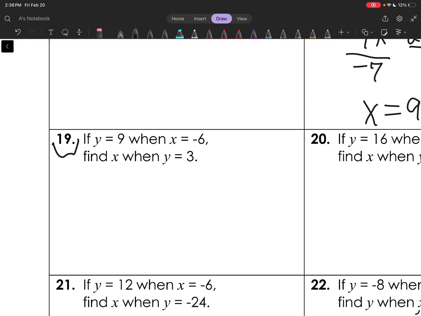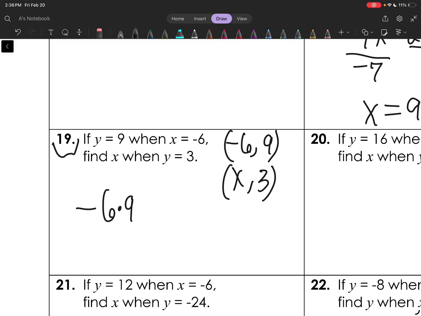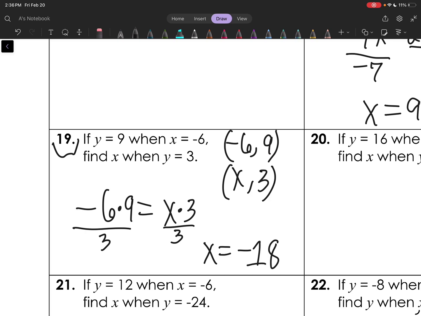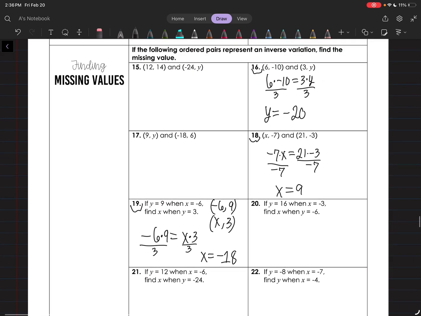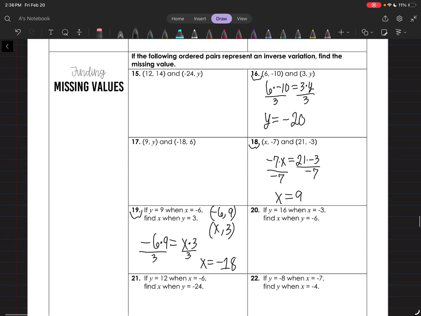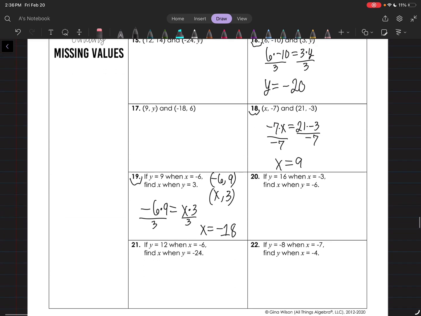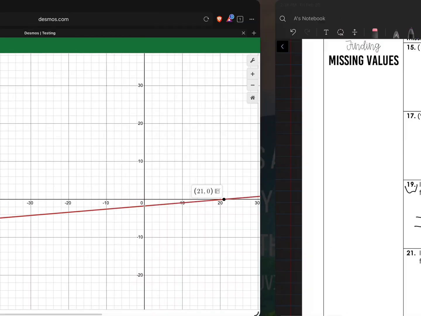If y is equal to 9 when x is equal to negative 6, find x when y equals 3. Divide each side by 3. X is equal to negative 18. And we are finished. Go ahead and try numbers 15 through 22. Pause the video. Now here are your answers.